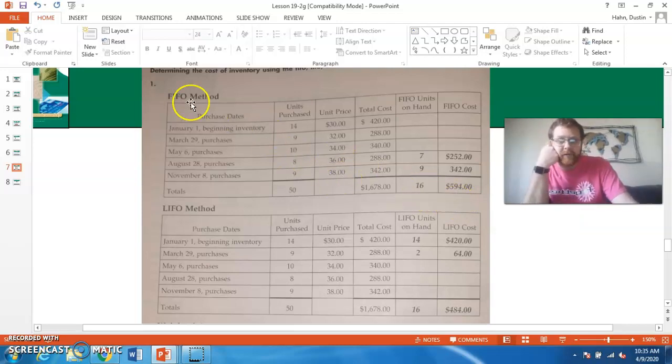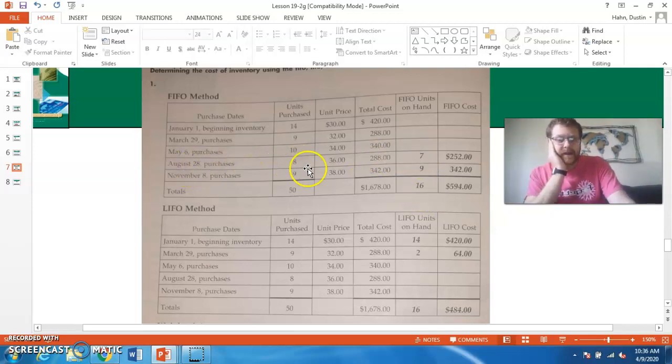Since we're using our first in, first out, our FIFO method, our first ones at the beginning of the year are already sold. They're already out. First in, first out. We got them in January, they're already out. Got them in March, they're already out. We have 16 left though, so now we have to work backwards. On November 8th, we purchased 9 of them. So we still have all 9 of them left over. However, we still have 7 that we still have on hand.